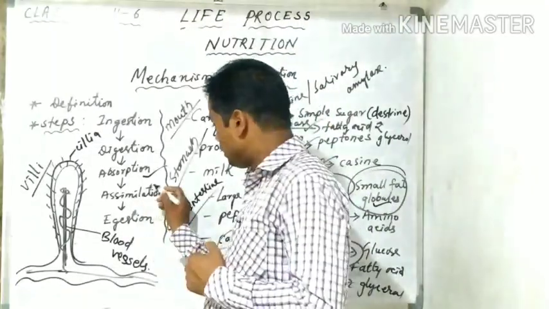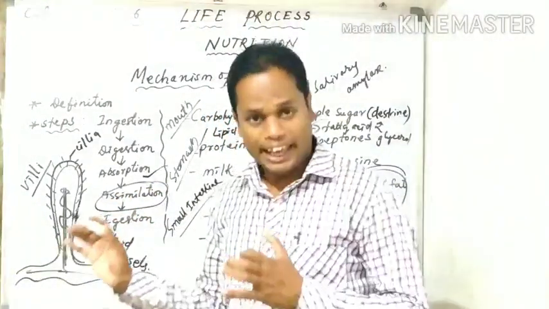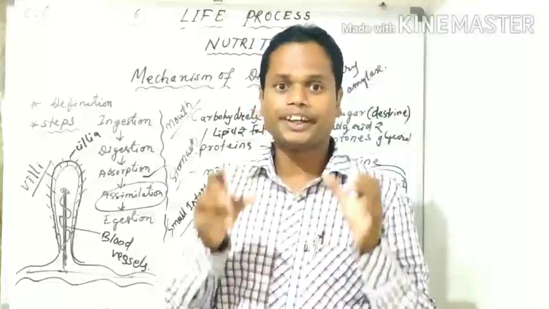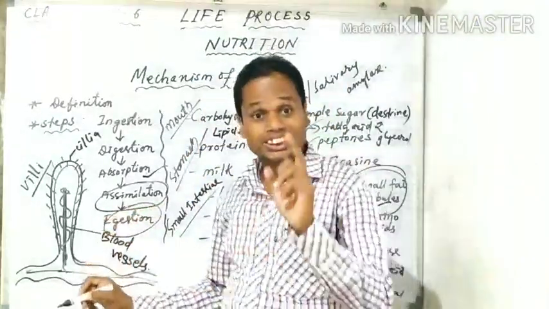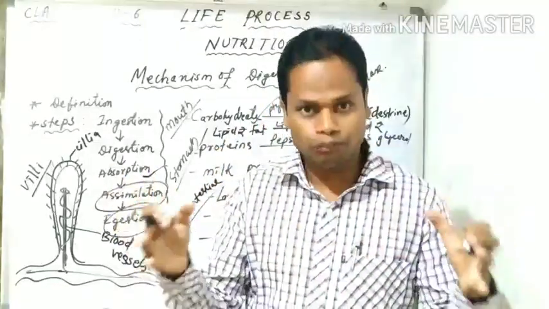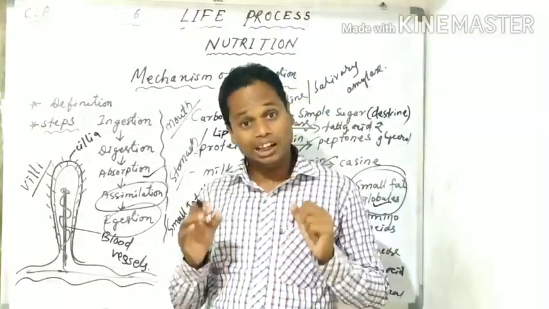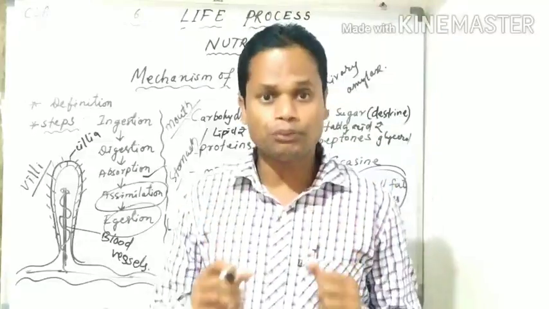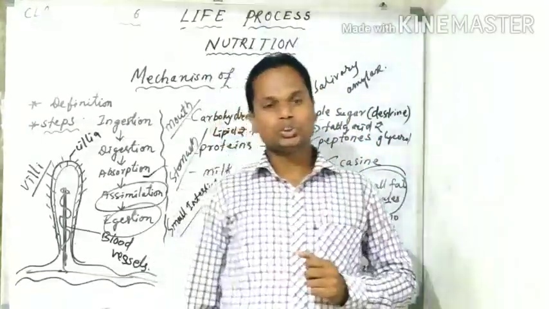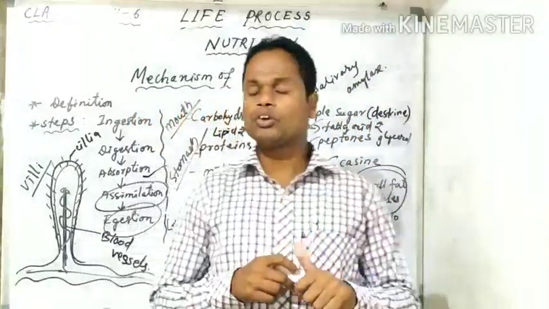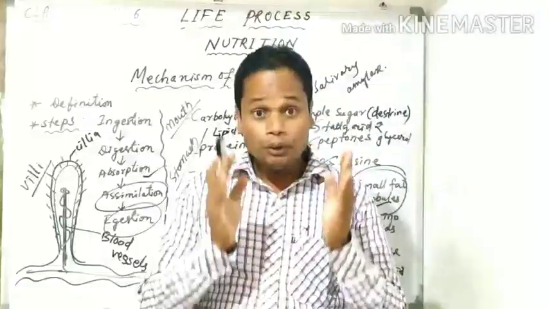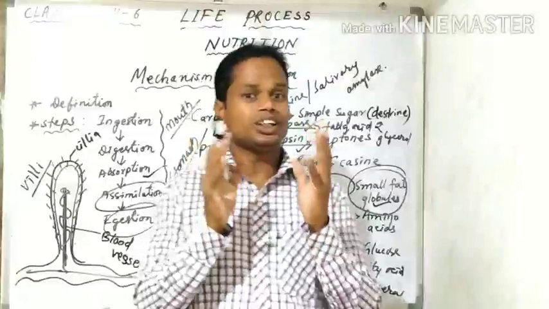So, I want to tell you about assimilation. Assimilation means the distribution of absorbed food to different cells in order to get energy. At last, but not least, that is egestion. Egestion is the process of removal of undigested food particles through the anus. I repeat, egestion is the process of removal of undigested food particles from the rectum through the anus. So, my dear students, in this manner, all the processes, that is ingestion, digestion, absorption, assimilation and egestion end. With this, the entire process of nutrition completes.